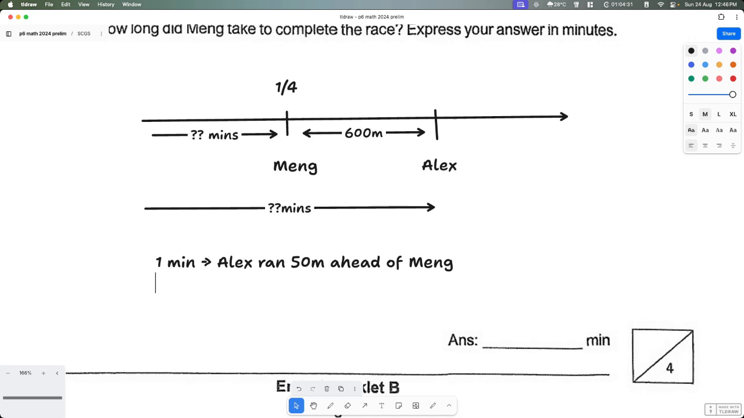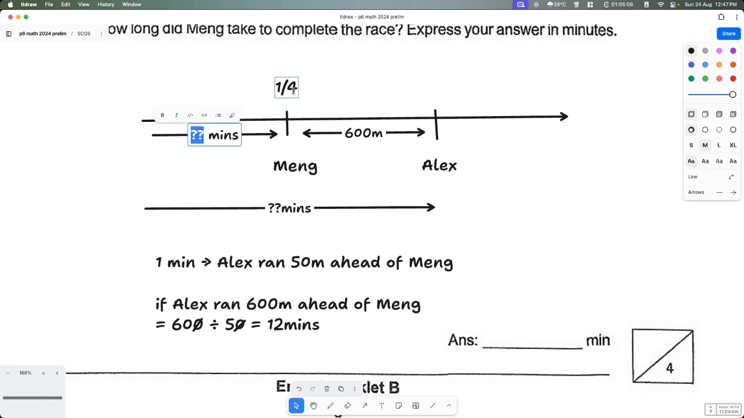Then that means how many minutes did Alex take to run 600 meters ahead of Meng? That's basically 600 divided by 50, and if we cancel the two zeros here, then this will give us 12 minutes. So for Meng to go one quarter is 12 minutes. So for Alex to be ahead by 600 meters is also 12 minutes, right?